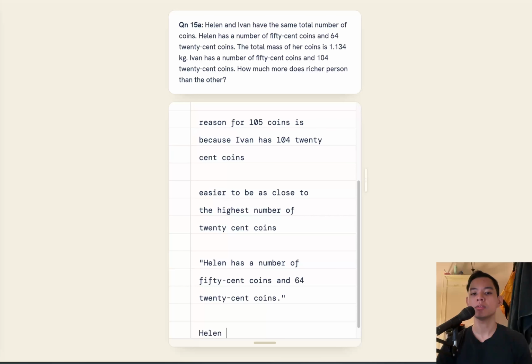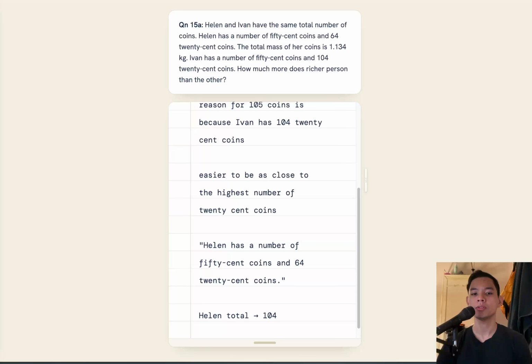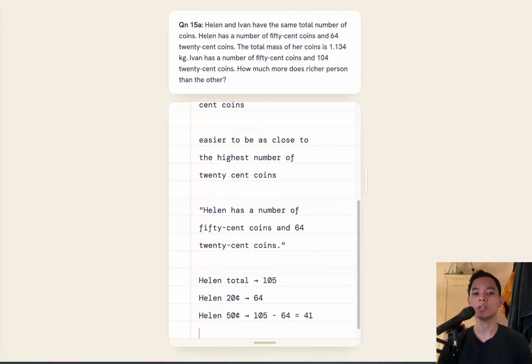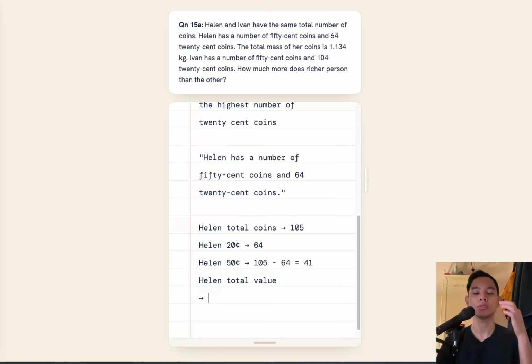So Helen's total is 105. Sorry, Helen's total is 105. 105 minus 64 will be 41, so the 50-cent coins number 41. That means Helen's total value will be 20 cents times 64 plus 50 cents times 41. So it's 3330 cents, which in this case is $33.30.